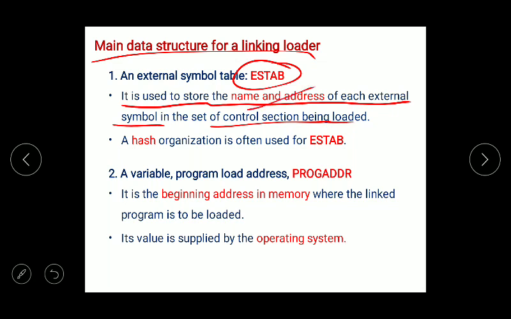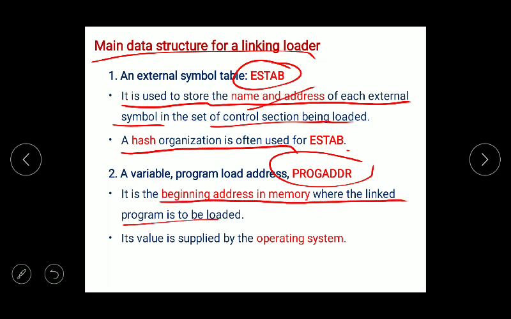Name and address that has to be assigned for external symbols. So to search and to construct this external symbol table, we can use hash organization, hash memory. Then the second data structure is PROGADDR, that is the program address. It is the beginning address in the memory where the linked program is to be loaded. Okay, it is given by the operating system.